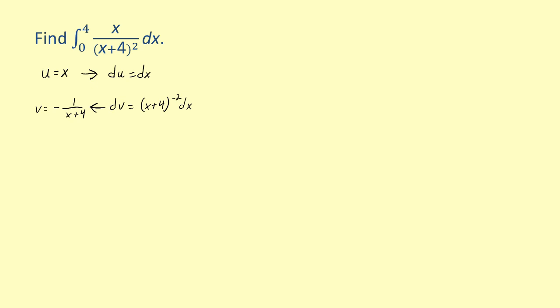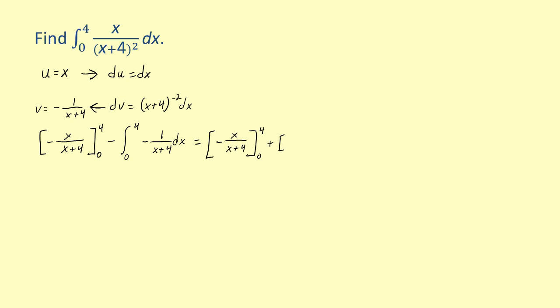Let's substitute these into our formula for integration by parts for definite integrals. We get negative x over x plus 4 evaluated from 0 to 4 minus the integral of negative 1 over x plus 4 dx from 0 to 4. We won't evaluate our first term yet, so integrating, we add the natural log of the quantity x plus 4 and evaluate it from 0 to 4.